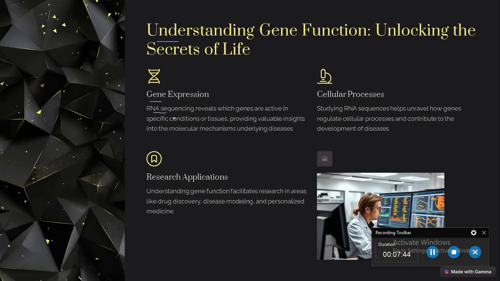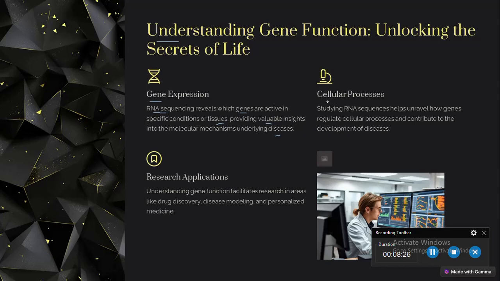Okay, so he said this RNA sequencing reveals which genes are active in a specific condition and a specific tissue, which genes are active in the liver, which are in the skin, and the specific condition, including in normal condition and in diseased condition. This provides valuable insight into the molecular mechanism underlying the disease. And once I understand the molecular mechanism, I can design drugs to these targets.